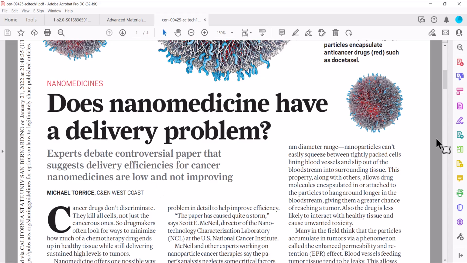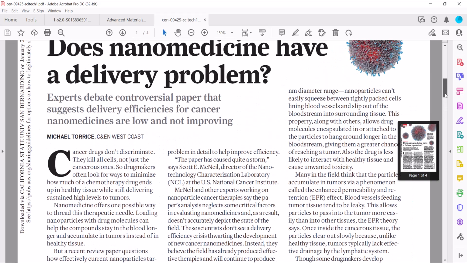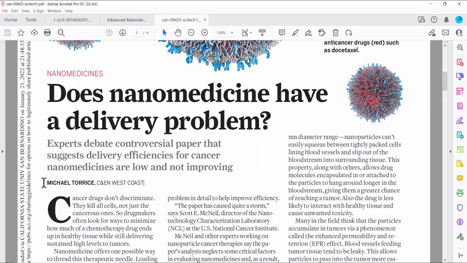There's no way to contact him. Even if you look all through the article, you won't find anything else other than that he is employed, apparently, by this magazine as a staff writer.